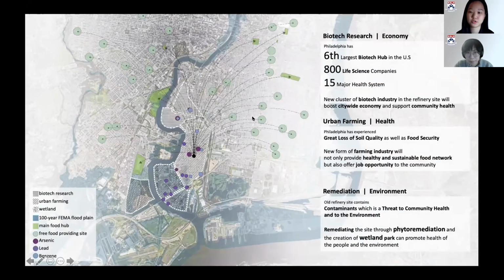So based on the issues we discovered, we are picturing the future of our site with the following programs. Number one, a biotech research hub that can boost the citywide economy. Number two, an urban farming system that can bring food equity and create job opportunities. And number three, wetland and waterfront park that can remediate the environment as well as community health. Next slide.